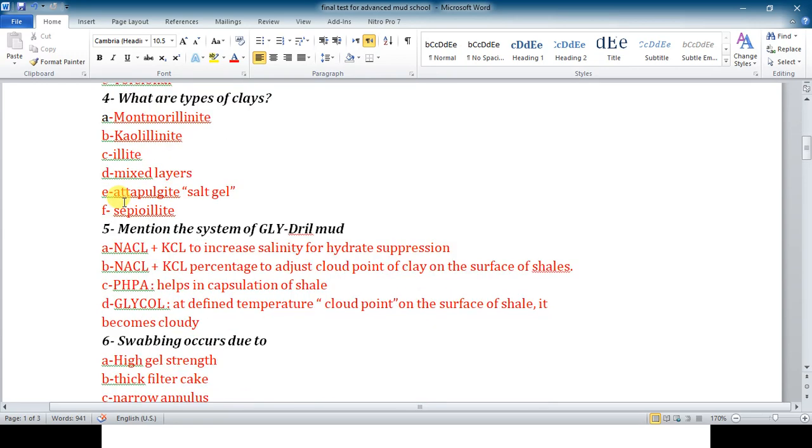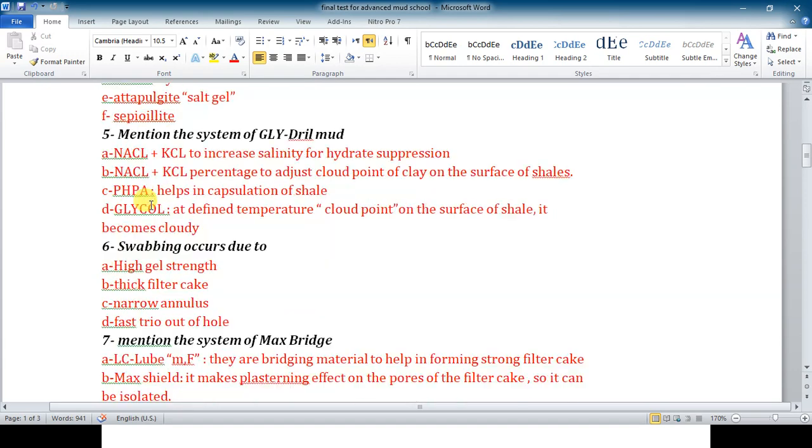Number four, what are the types of clays that you have studied? Number A, the most active one, is the montmorillonite. Number B is the kaolinite, which is the least active one. Number C is the illite, and number D, some mixed layers between some of them. Number E is the attapulgite or salt gel, and this is a synthetic one. And finally, the sepiolite. Those are the main five or six types of the clays.